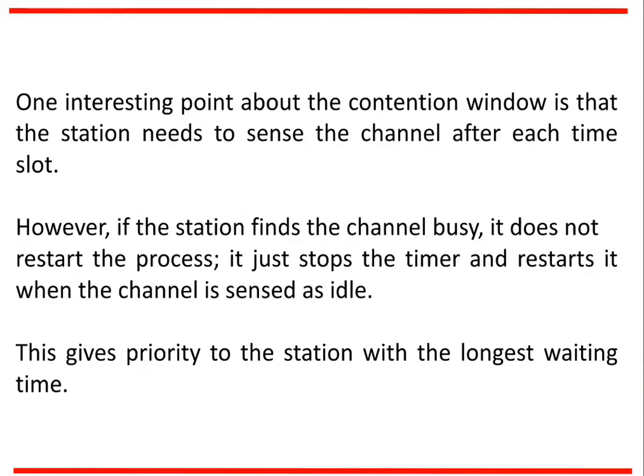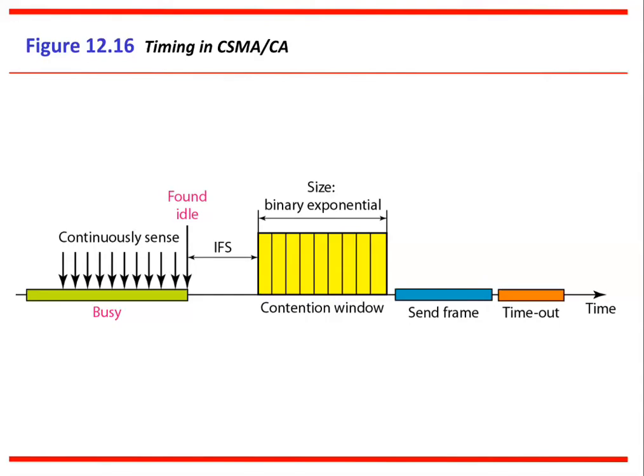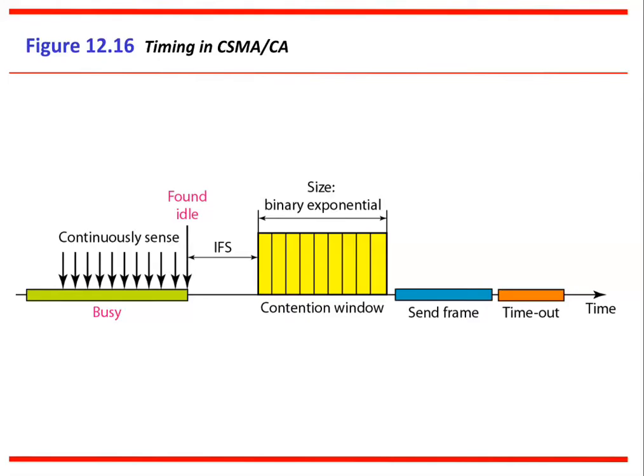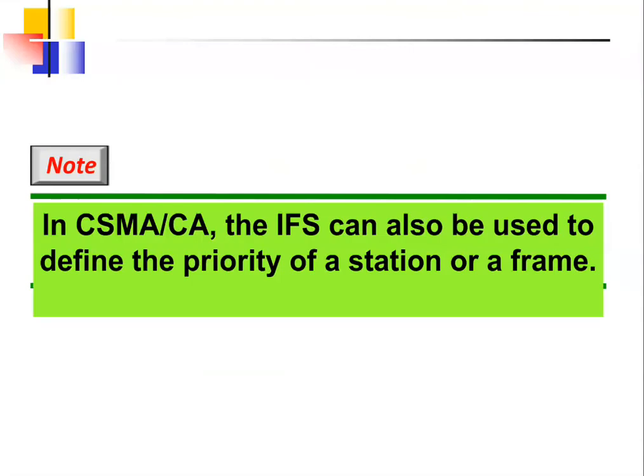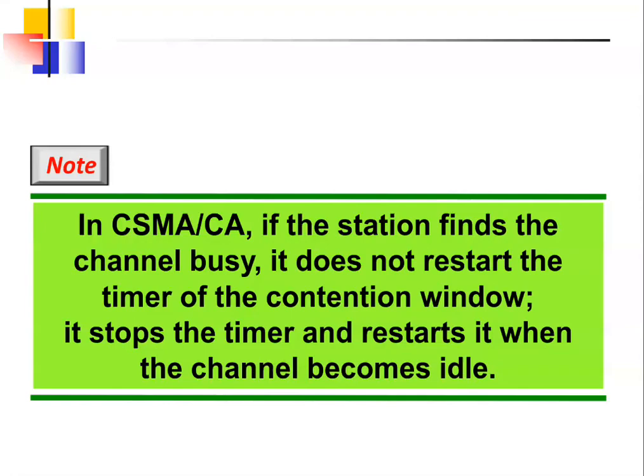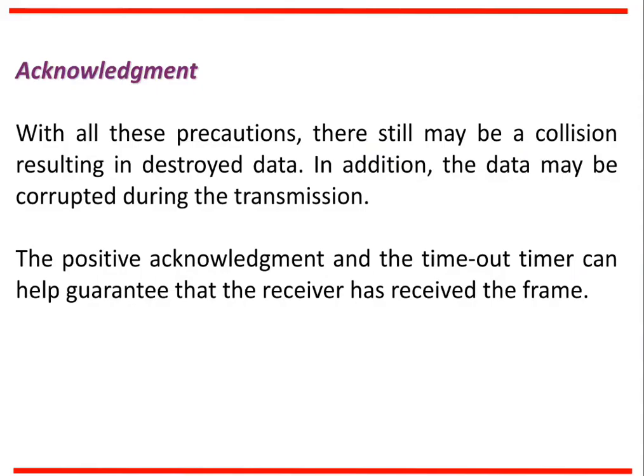We can see here the same thing. In the contention window time, the number of slots depends on the binary exponential backoff strategy. That is, the value of R will be 0 to 2 to the power k minus 1, as we have seen in pure Aloha and CSMA/CD. It is used to calculate the backoff time, that is the value of R which is taken. And once it finds the channel idle, it starts to send the frame after the contention window.